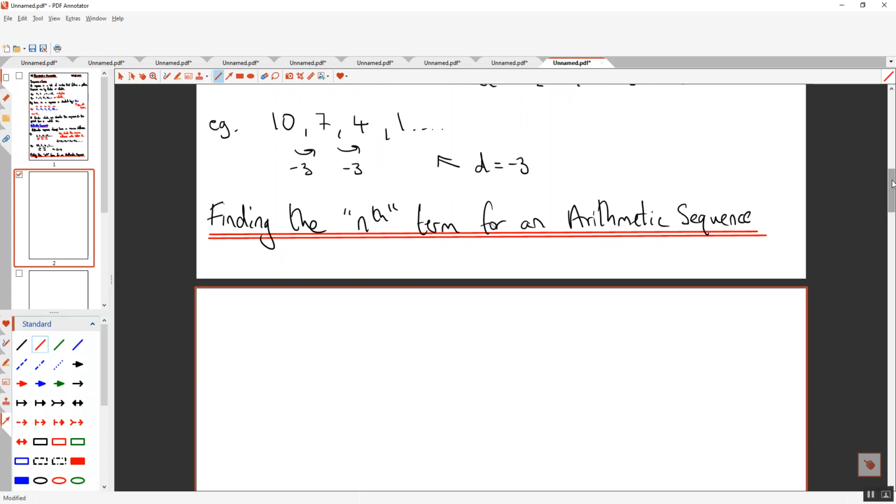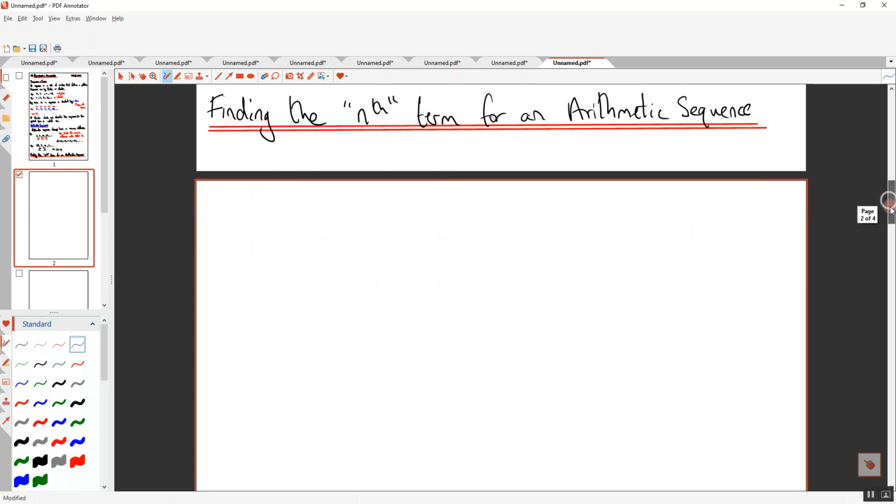Is it u n equals u n plus 1 minus 3? Is that right? Not quite. So let's actually figure it out, okay? Let's figure this out from scratch. So the first term in any sequence is? Okay, u1, okay?